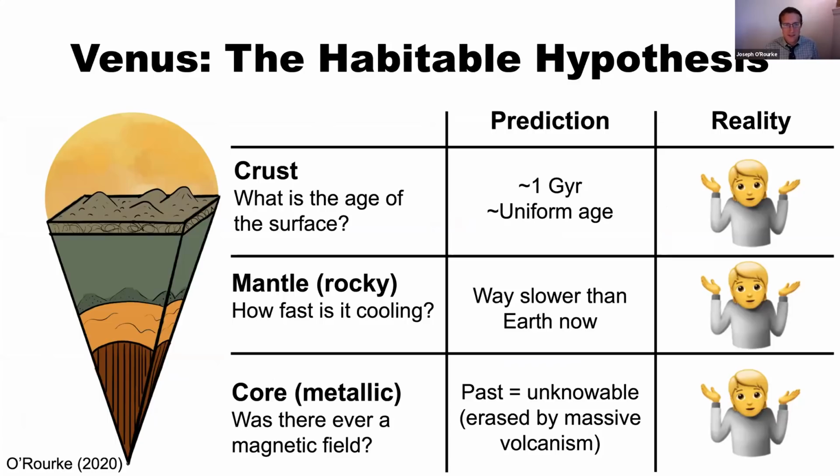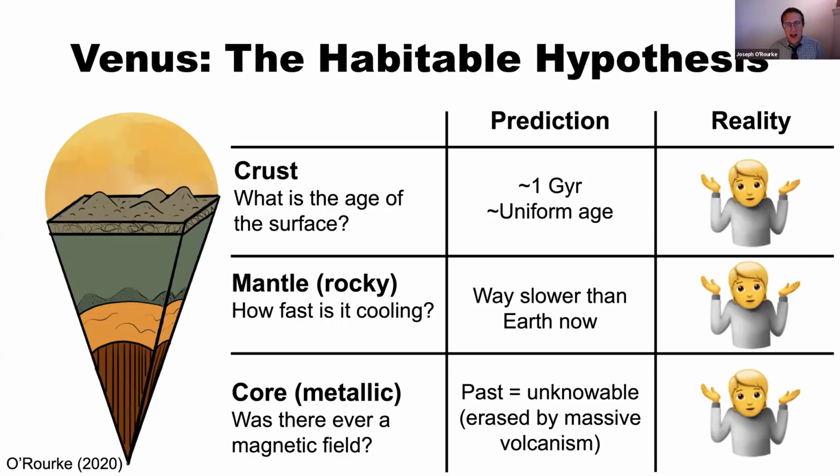So the first for the crust is, what is the age of the surface? Like I said, the prediction is that the surface is about 1 billion years old, because that's when this catastrophe occurred. For the mantle, the prediction is that the mantle is relatively quiescent now. After this burst of activity, volcanism has slowed down, but the crust should be very thick, and the mantle should be cooling much slower than Earth's mantle is cooling today.